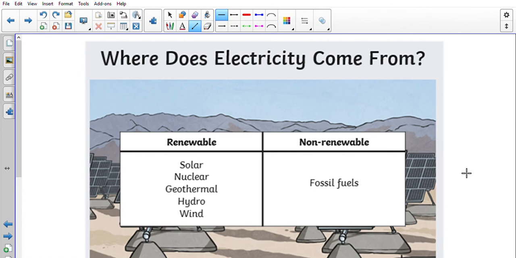So that means we have to be careful and use them sparingly, and lots of other countries have more oil or coal, which then makes it very sought after.